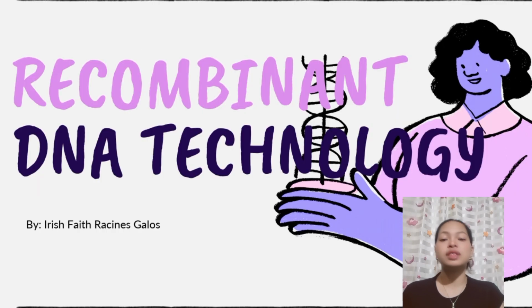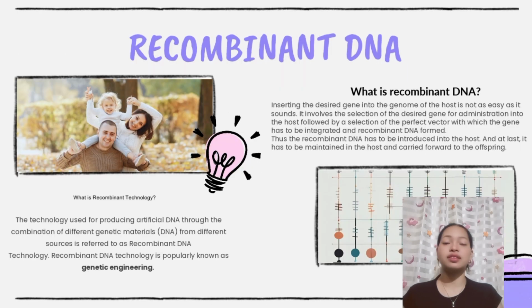There are multiple steps, tools, and other specific procedures followed in recombinant DNA technology, which is used for producing artificial DNA to generate the desired product. Let's understand each step in detail. First is what is recombinant DNA technology.